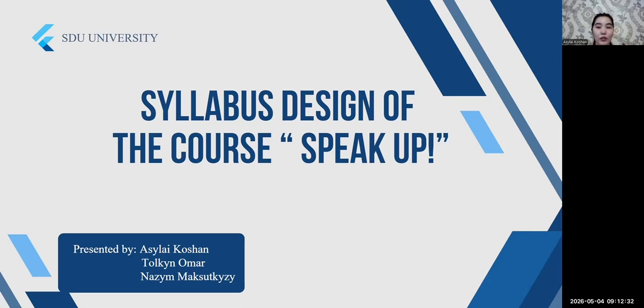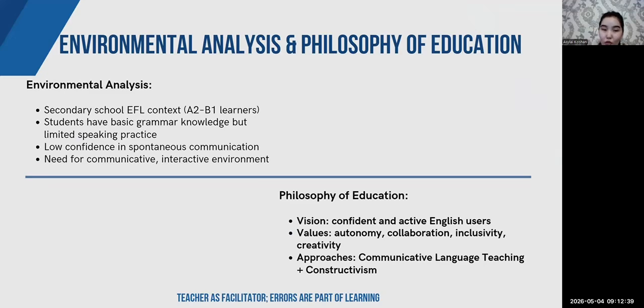First, I'd like to start with the environmental analysis. The course is designed for a secondary school EFL context with learners at A2 B1 level. While students usually have a basic knowledge of grammar and vocabulary, they often lack opportunities to practice speaking in real communicative situations. As a result, many students feel insecure and demonstrate low confidence when speaking English spontaneously.